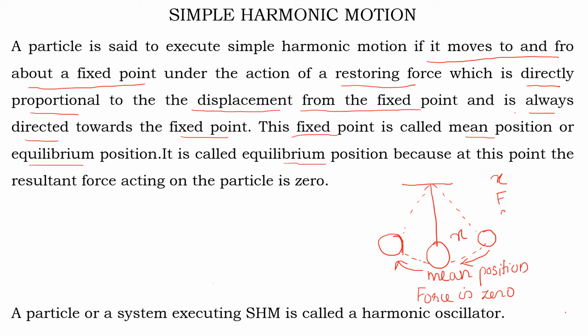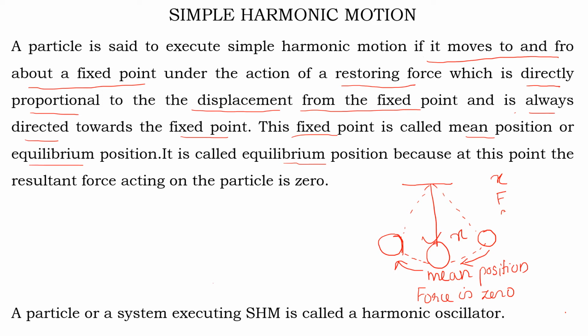Then it is called simple harmonic motion because, if we consider the displacement of the particle from the mean position, or the equilibrium position, and consider the maximum displacement, that maximum displacement is called the amplitude of the particle. The amplitude of the particle will be the same on either side of the mean position. If the maximum displacement, or the amplitude, of the particle is the same on either side of the mean or equilibrium position, then the motion is called a simple harmonic motion.